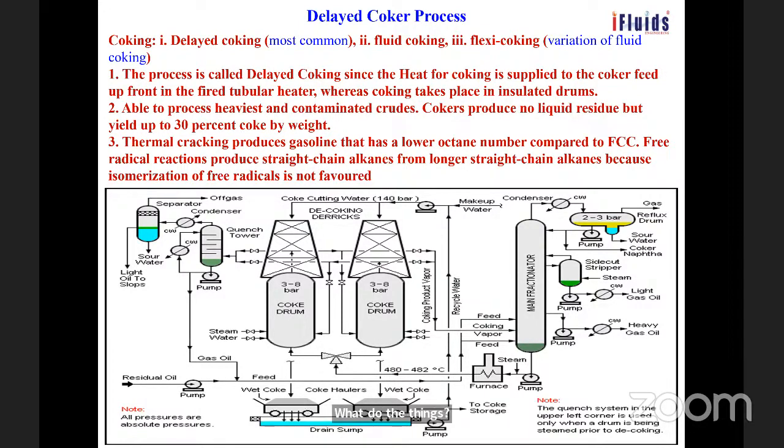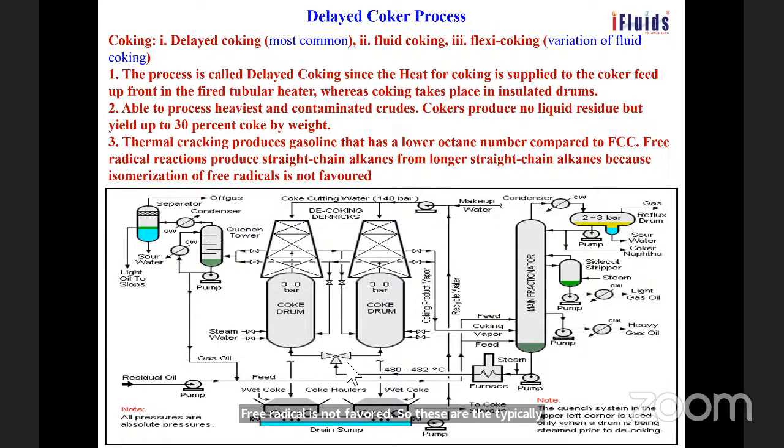So thermal cracking produces gasoline that has a lower octane number compared to FCC. That is, FCC is the fluid catalytic cracking unit. Finally, the gasoline from the coker and the FCC are all blended, and they improve the octane number by other means, which we'll see later in the alkylation. Free radical reactions produce straight chain alkanes from longer straight chain alkanes because isomerization of free radicals is not favored. So these are the typical ones on that.